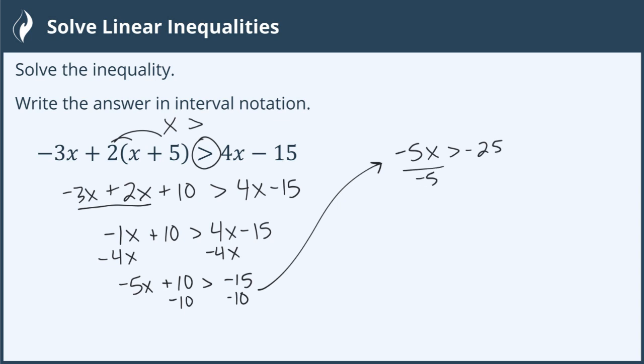And then I'm dividing both sides by negative 5. When I divide by a negative, I have to switch the direction of this sign. So it now becomes x is less than 5.